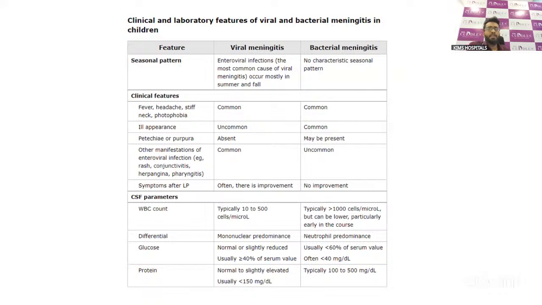The child will be very irritable, very stressed. So all that will be there in bacterial meningitis. And in the physical examination, if you have petechiae or purpura, that actually points towards meningococcus. So that also gives you a clue that we're dealing with bacterial meningitis.